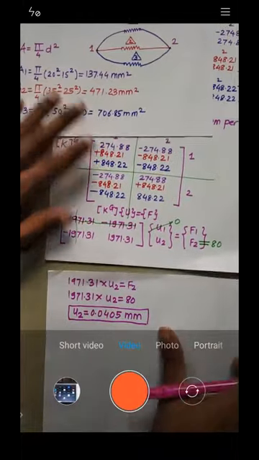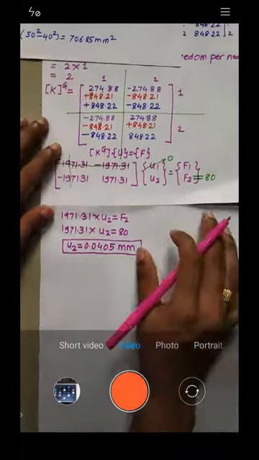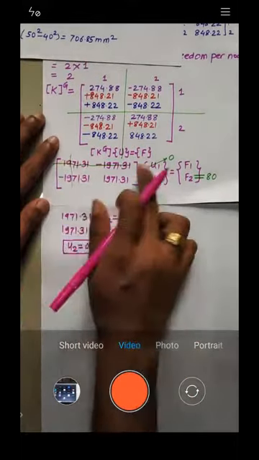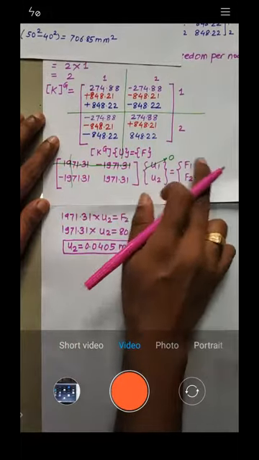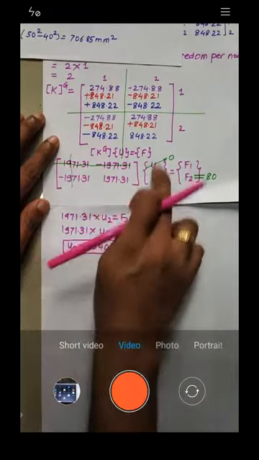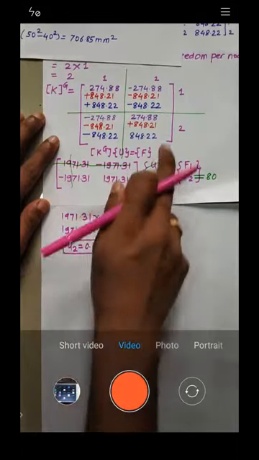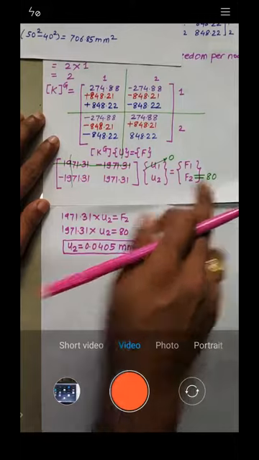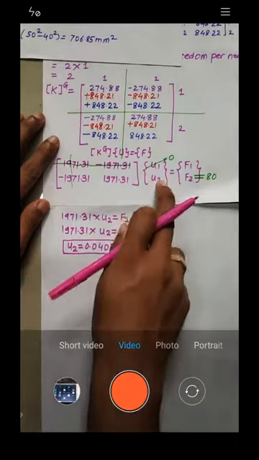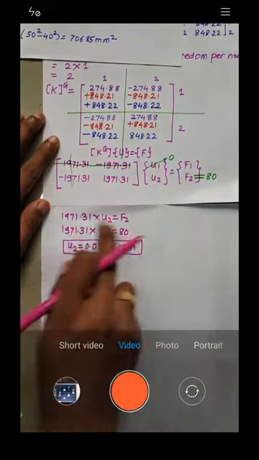So how to calculate that? In order to calculate that, this row and this column will give you F1. Same as what we have done, this row and this column is written as F2. That is what I wrote at first: this row, this column is equal to F2.